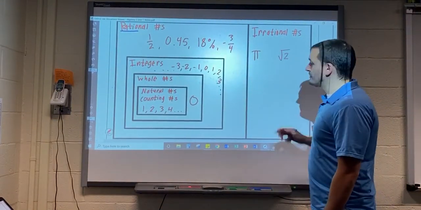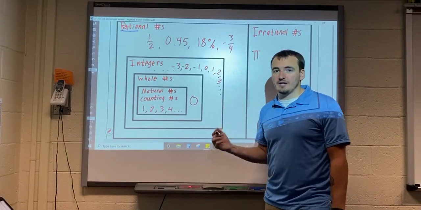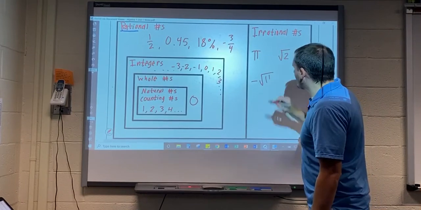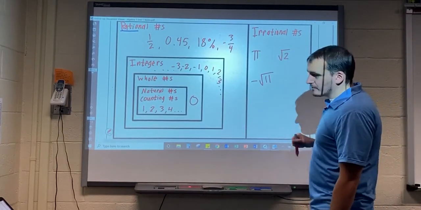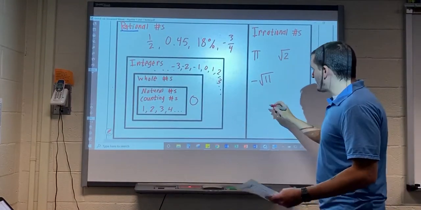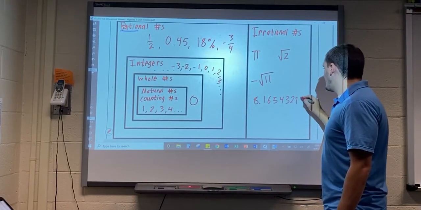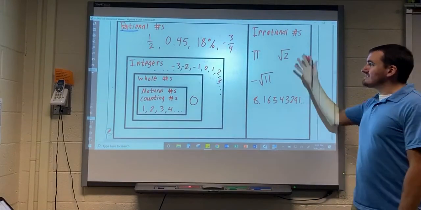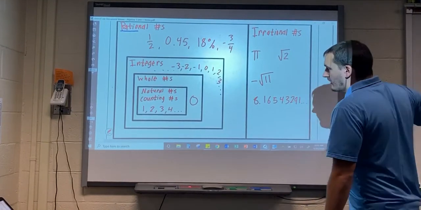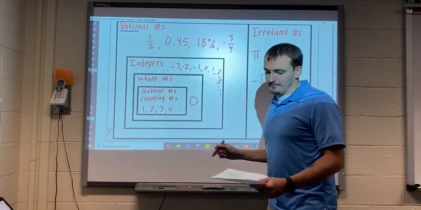The square root of 2, we typed that into our calculator earlier. It is a number, again, where the digits never repeat and they never end. Okay, another example, the negative square root of 11. Okay, negative square roots, if you type this into your calculator and the decimal goes on forever, it's irrational. Okay, if I write out a decimal, 8.1654329, and that goes on forever. Okay, that is an irrational number. Basically, irrational numbers are decimals that go on forever and never repeat. Everything else is what we call a rational number.